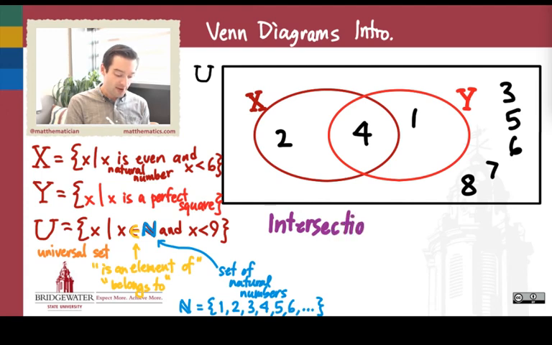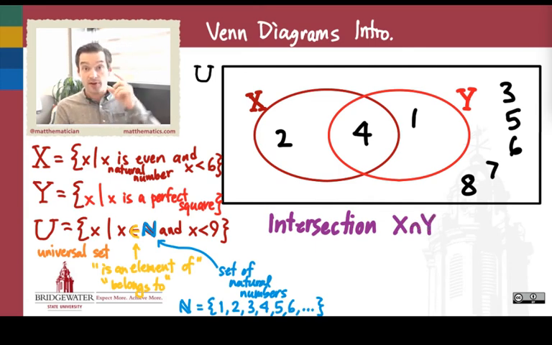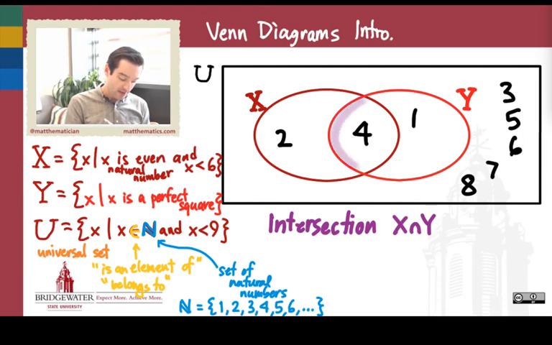As the name suggests, the intersection of two sets, which we'll depict using this weird upside-down U, a mathematical cap, is the notation we'll use for the intersection of X with Y. The intersection of X with Y consists of all the elements that belong to both the set X and the set Y. So it's the overlap. In our Venn diagram, that's this region right here.